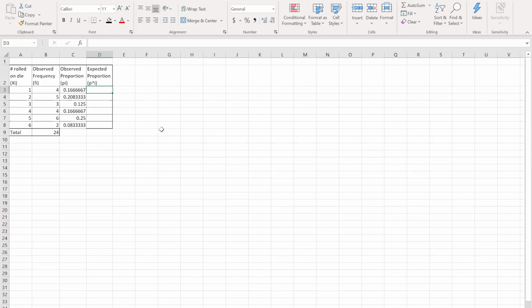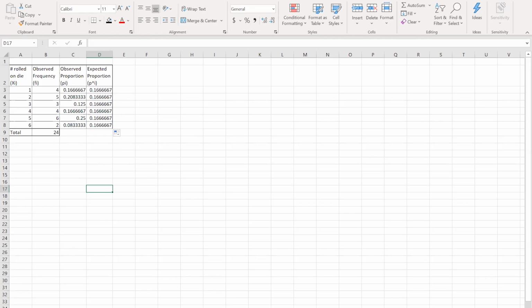Our expected proportion is how often we would expect to find each number. On an even six-sided die, we would expect to get each number 1/6 of the times. So we should have gotten each number 0.16666 repeating times. We can already see that we got some variation here. A couple of them we did get the expected number of times, but other ones, there's a little bit more variation.